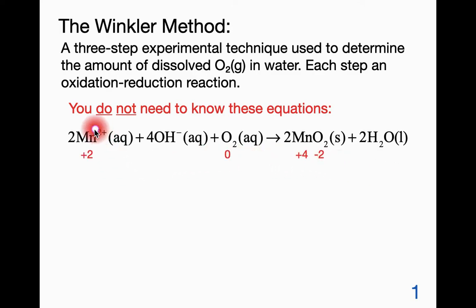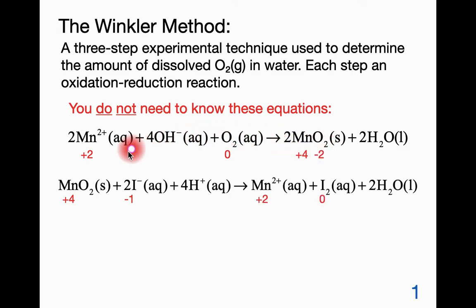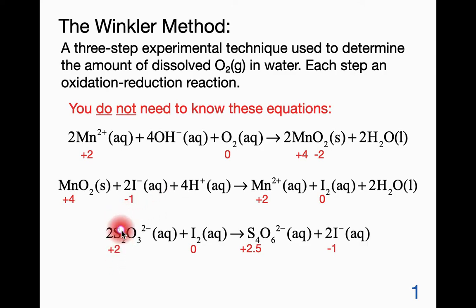The first reaction, you have manganese that's being oxidized and oxygen that's being reduced. In the second one, manganese is being reduced and the iodide ion will be oxidized into elemental iodine. And then the last one, sulfur is being oxidized and elemental iodine is being reduced.